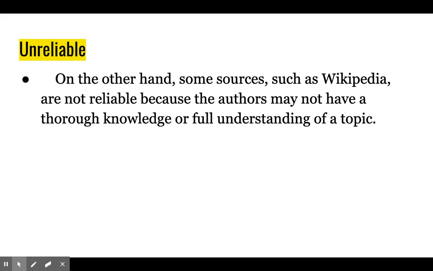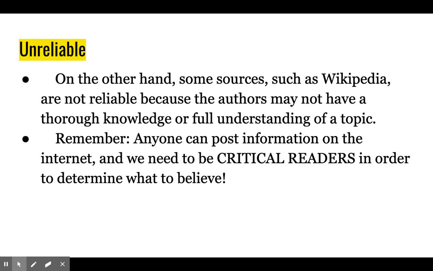Unreliable sources, on the other hand, are things like Wikipedia, where anyone can post to it. They might not necessarily have a thorough knowledge or full understanding of a topic. They might be trying to convince you of something due to their bias. Remember, anyone can post information on the internet, so we need to be critical readers in order to determine what to believe.